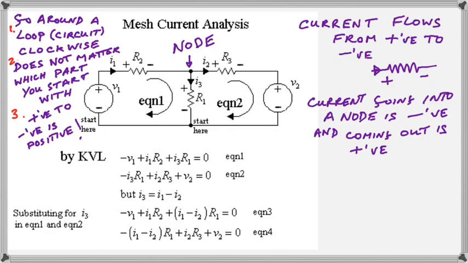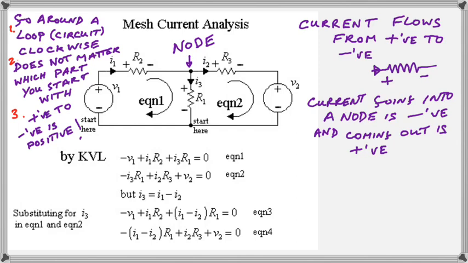Okay, now it doesn't matter where you start in the loop. We can start from the voltage source, we can start from one of the resistors. We're going to get the same results. The terms will just be ordered in a little different order in the equation.